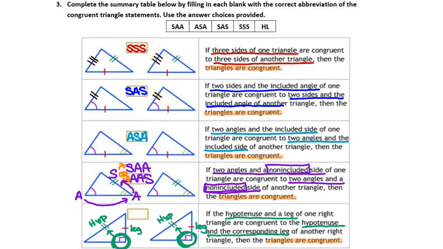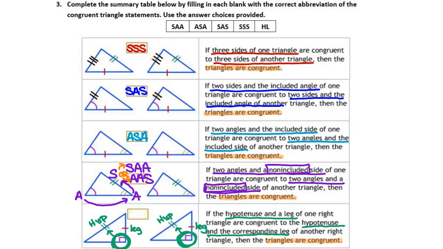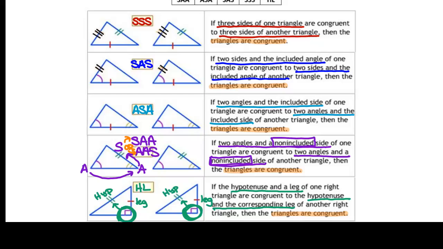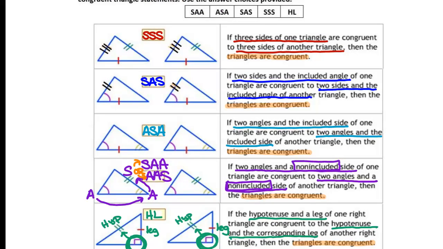If you look up at that little word bank up at the top, we've used all but one option. What do you think this one is? HL. Anybody want to take a stab at what you think HL means? That's absolutely correct. Hypotenuse leg. So these four will work for any kind of triangle.